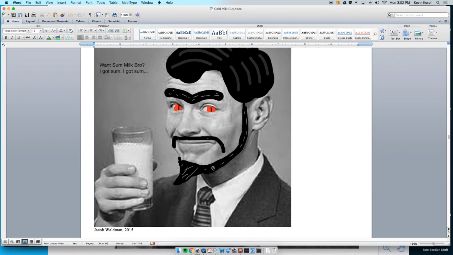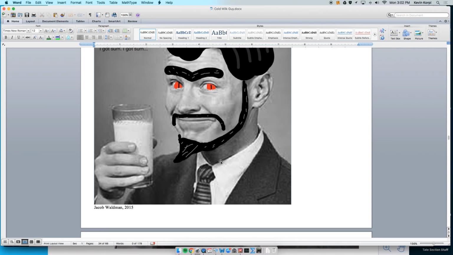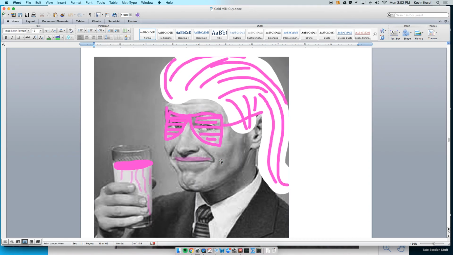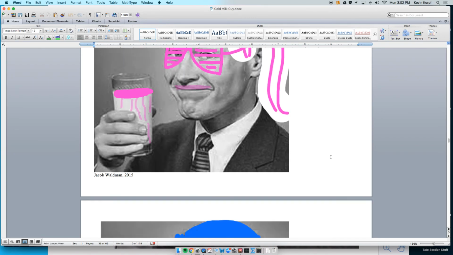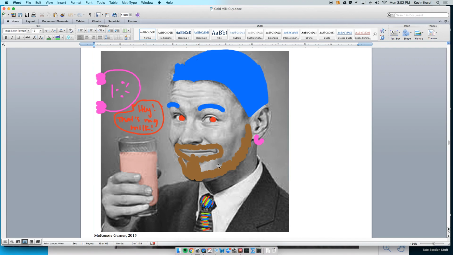And then this one, Jacob Waldman. This one's funnier if you read it. It says, "Want some milk, bro? I got some. I got some. I got some." All right, and then Jacob submitted another one. At this point, he was going for quantity over quality. This is another Jacob Waldman. Louvered glasses, pink, cool. And yet, this one was Mackenzie Garner.